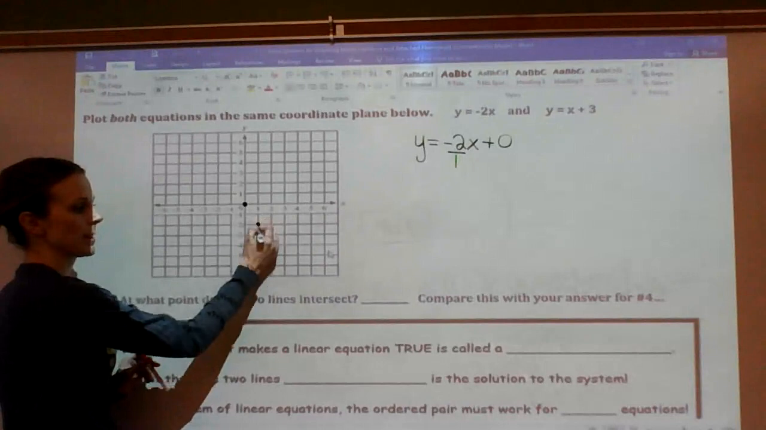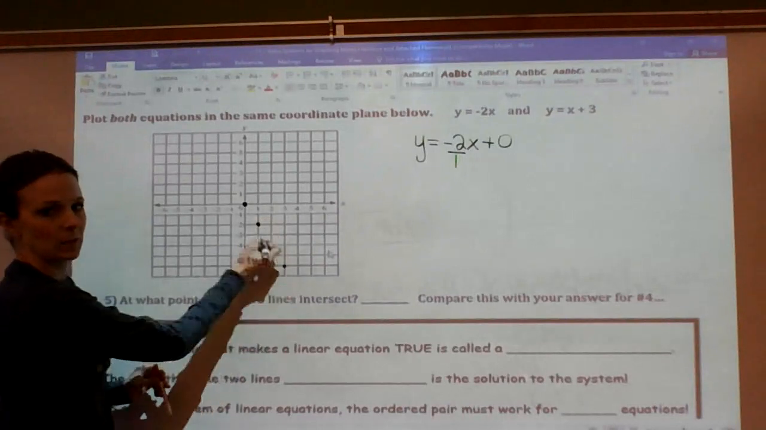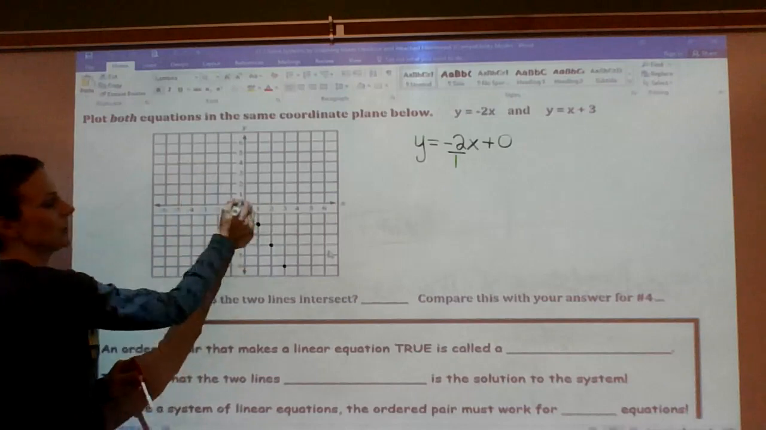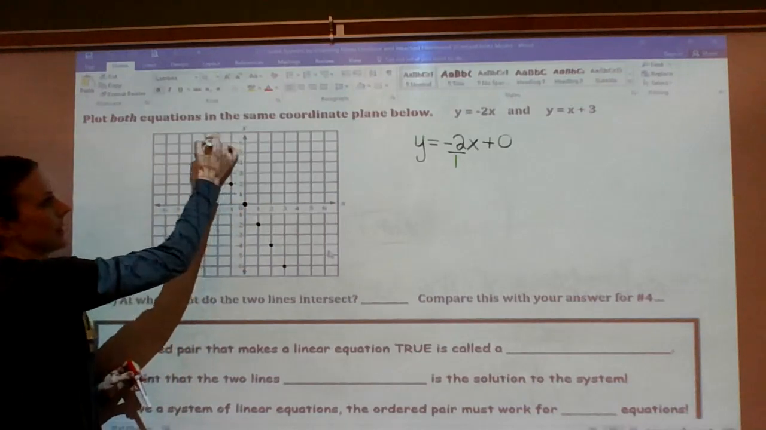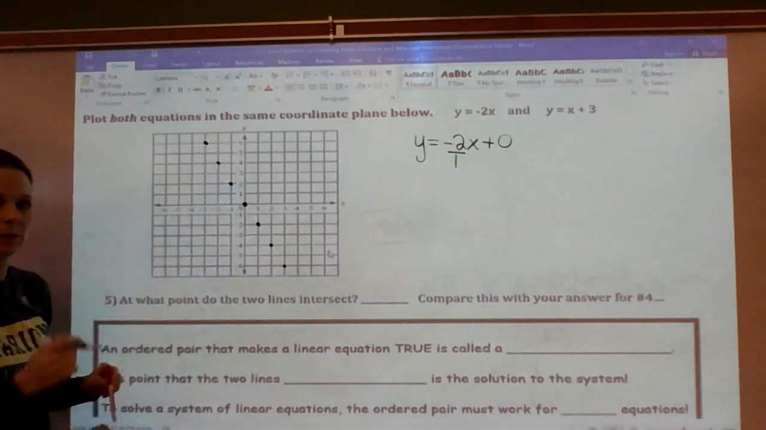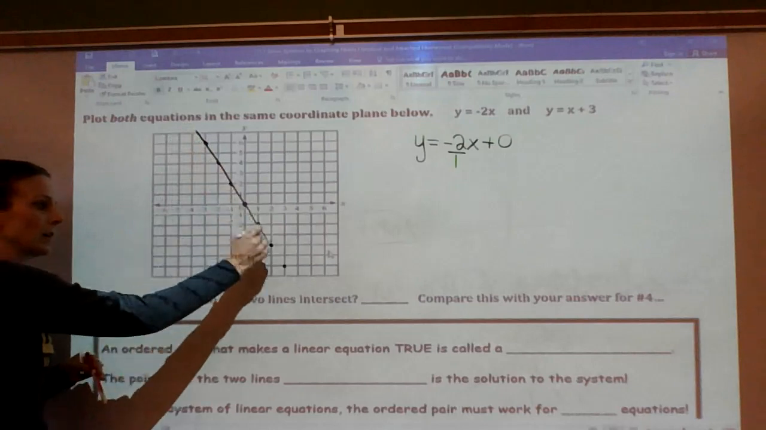And I recommend that you guys keep doing this until you go off your grid, as well as reversing the direction. So up 2 and back. Because the goal is we want to see where they are going to intersect. So you want to have a lot of points plotted. And then don't forget to draw your line.